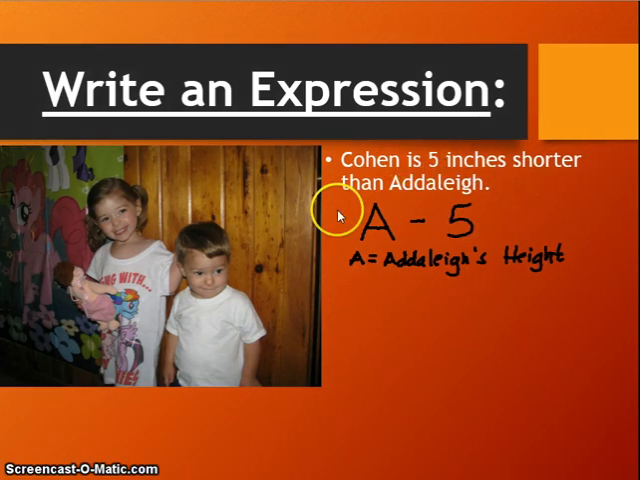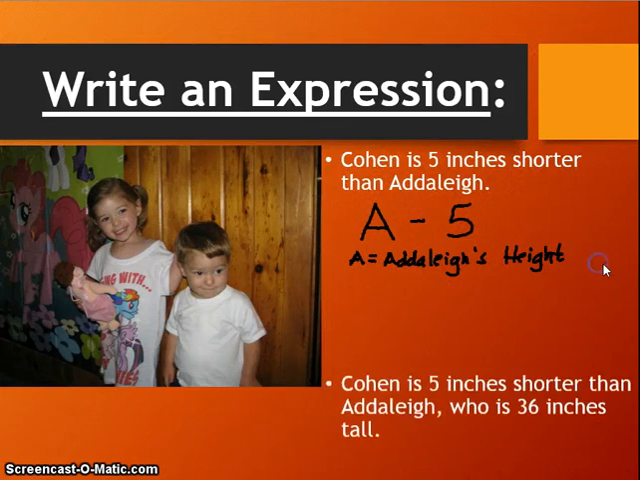Now, this is an example of an algebraic example because we had an unknown value. We know that Cohen is 5 inches shorter than Adelie, but we do not know how tall that is because we do not know Adelie's height. And that's why this is algebraic. That's why it has an unknown value.